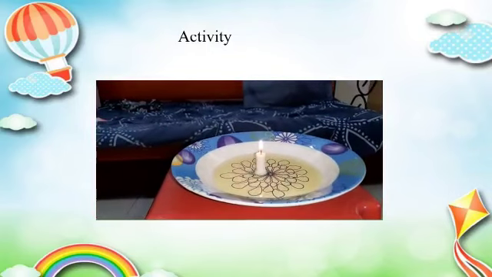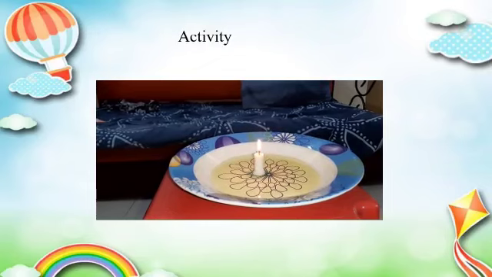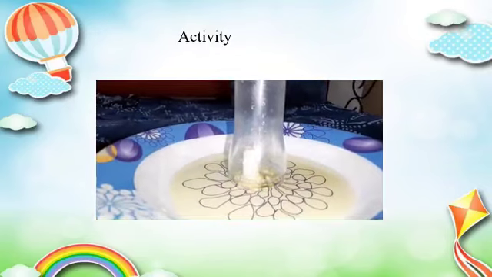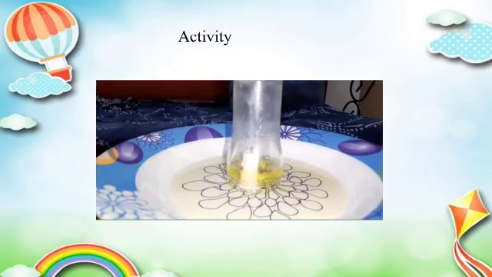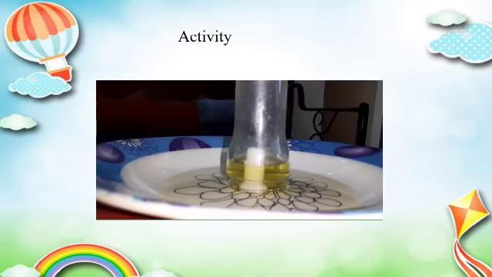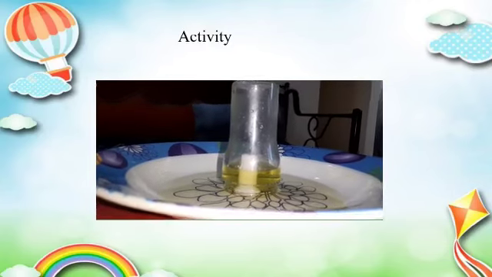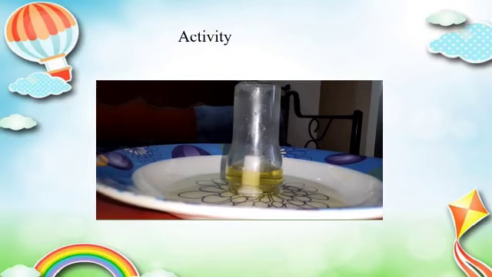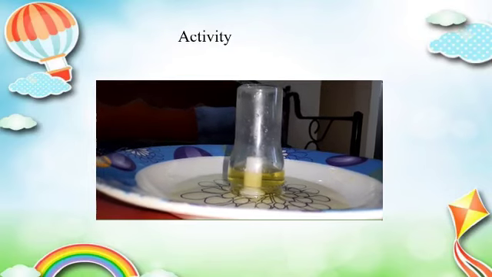Now place a glass tumbler over the candle. What do you see, children? Soon the candle goes out and the level of water inside the tumbler has risen up to a certain level. Why does this happen now, children?